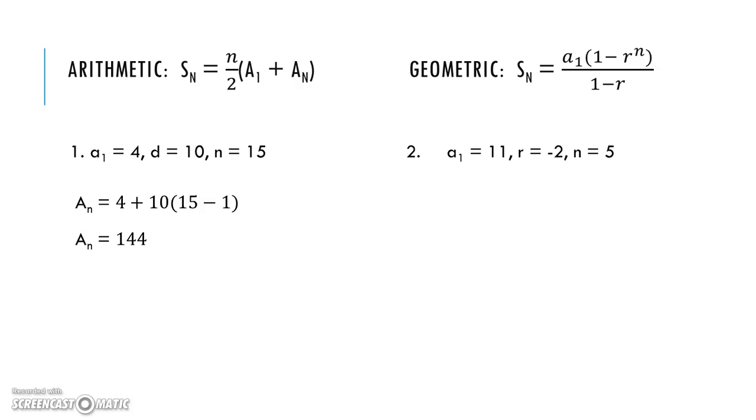Now we have everything to find the series. So S of n equals 15 over 2 times 4 plus 144. So we get 148 times 15 halves is 1,110.